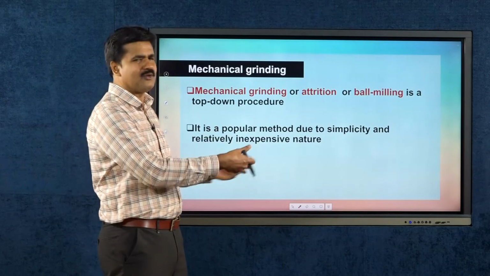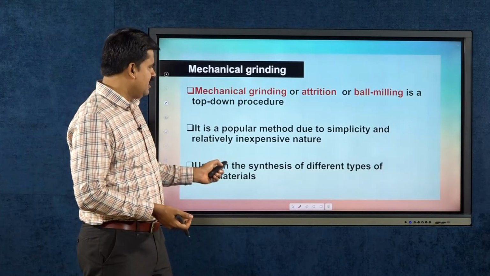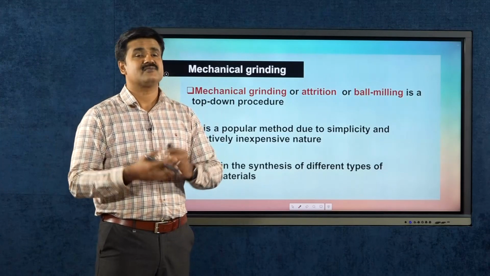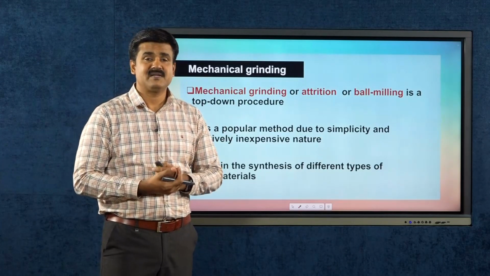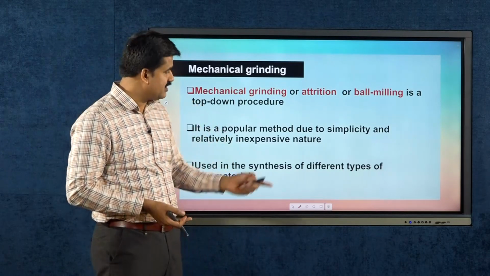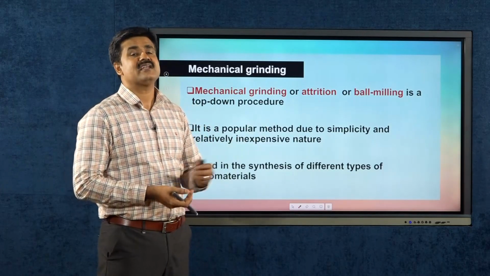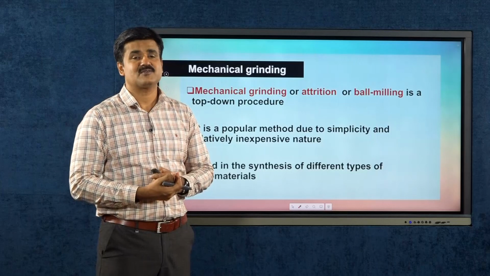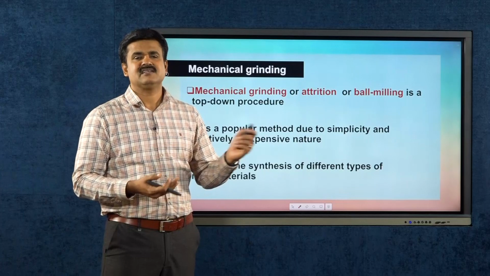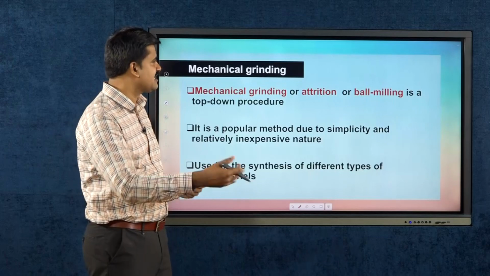We can enter into more details of this mechanical grinding, which is used in the synthesis of varieties of nanomaterials. See, the RF plasma method and the thermolysis are exclusively used for the preparation of metal nanoparticles, but this can be adopted for metal oxides and various kinds of nanomaterials. So, this mechanical grinding is an inexpensive, popular procedure, very easy for getting nanoparticles. There are several advantages and some disadvantages also that we can consider in coming slides.